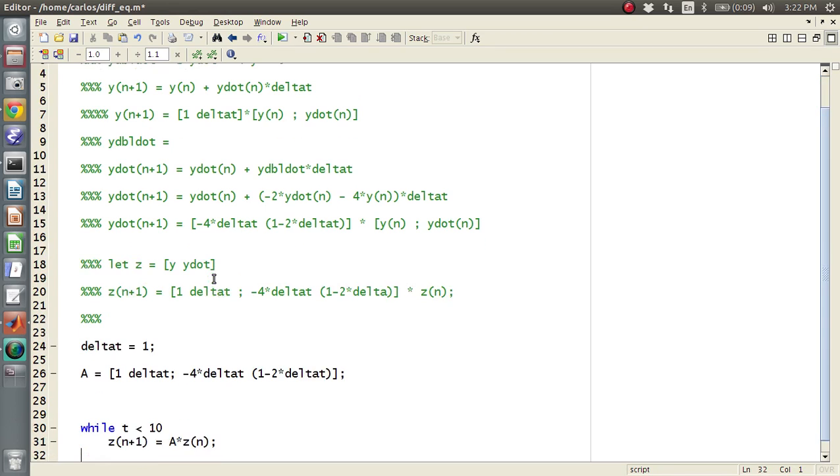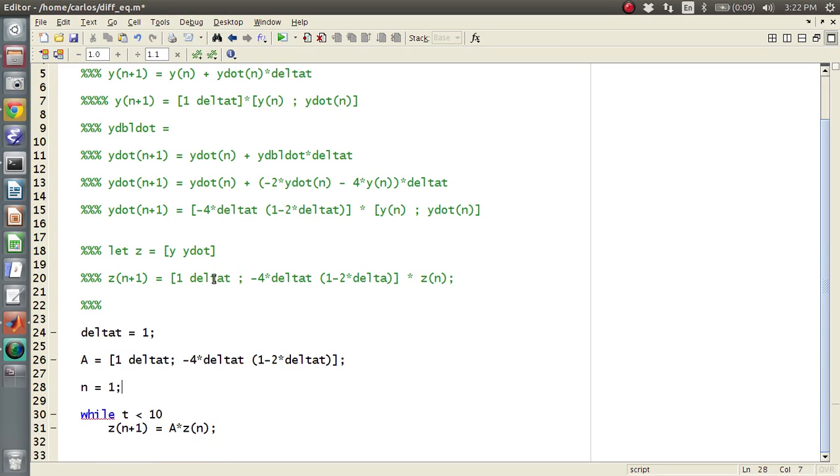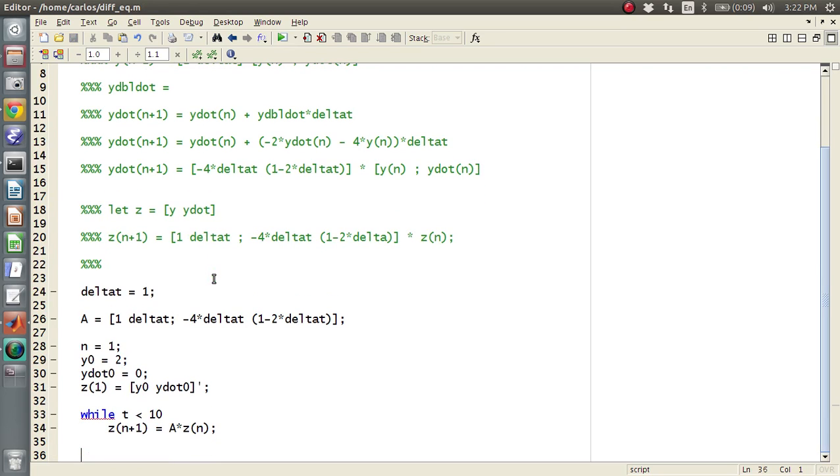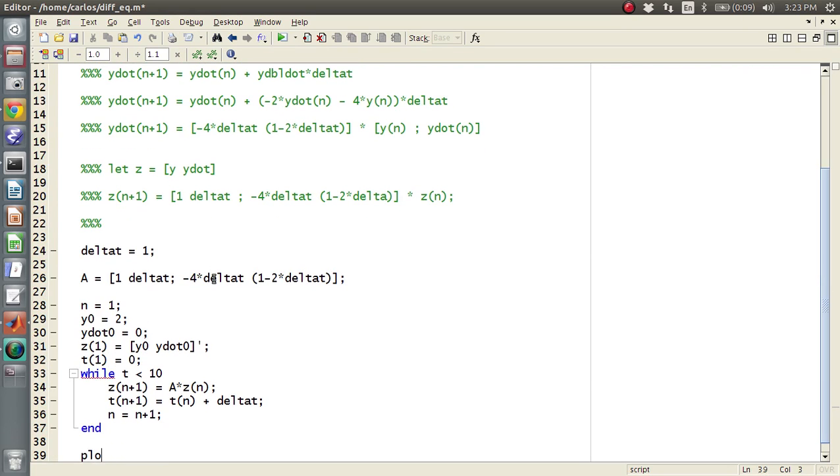And I have to initialize everything. Remember, I have to say n equals 1, I have to say z of 1, and now I have to give it initial conditions. So I'm going to say y0 and y dot 0, transpose, so let's say y0 is 2 and y dot 0 is 0. And then I need to do n equals n plus 1, and t of n plus 1 equals t of n plus delta t, and t of 1 equals 0, and then I can go ahead and compute everything that I'd like.